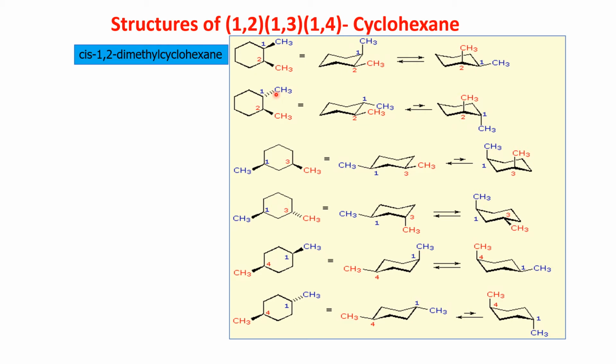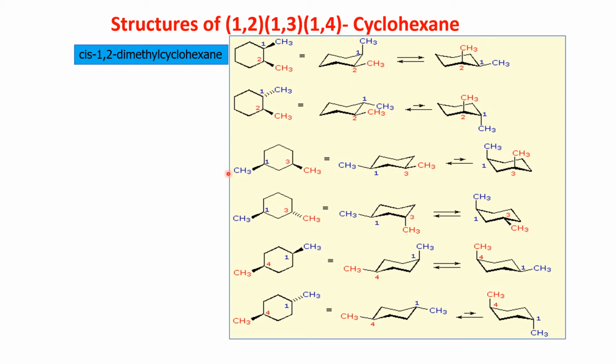First I'll tell you about the 1,2 position of cis dimethylcyclohexane. This is the first position and this is the second position. If it is cis 1,2-dimethylcyclohexane, then for 1,2, one is axial and the other is equatorial. I already showed you in the earlier slide. If you flip it, the first position which was axial becomes equatorial, and equatorial becomes axial. So these are all the possible ways.